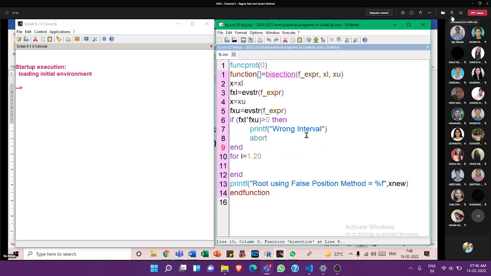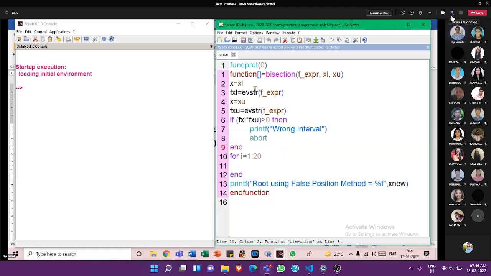You would have used exit of 0 in a C program. So here you can use abort instead of exit. Exit brings you out of the program in C language, also in other languages. Here in Scilab, you can use abort to come out of the program. When it is a wrong interval, you don't want the program to work at all. So you can replace it now. You have learned something new, abort.